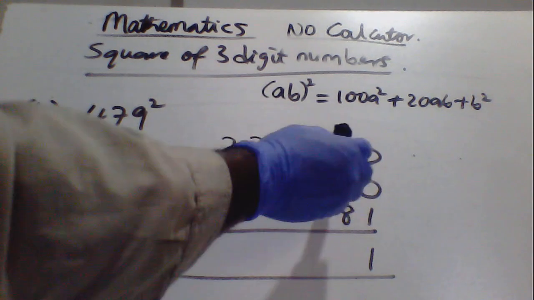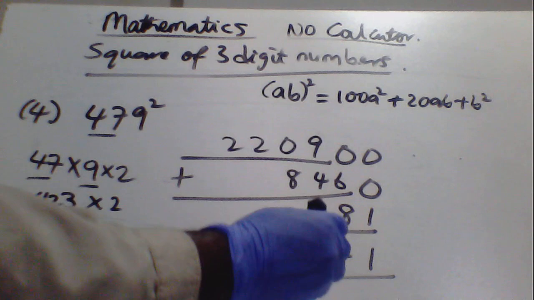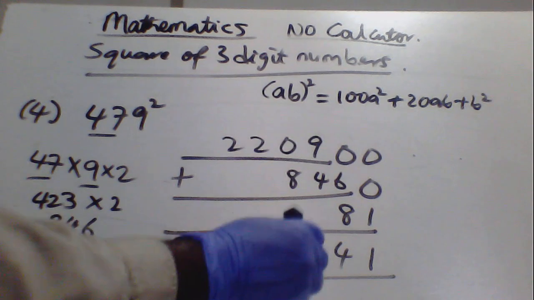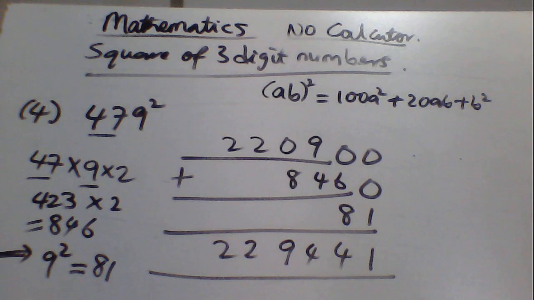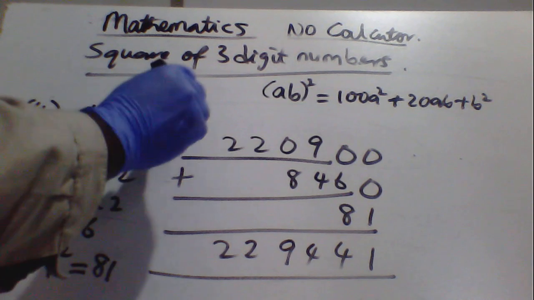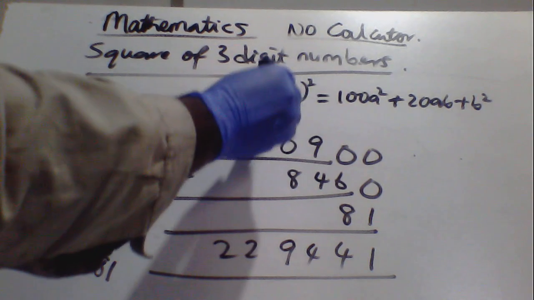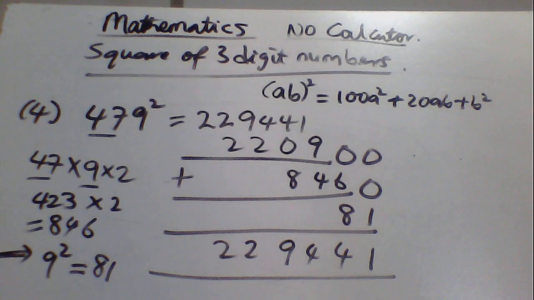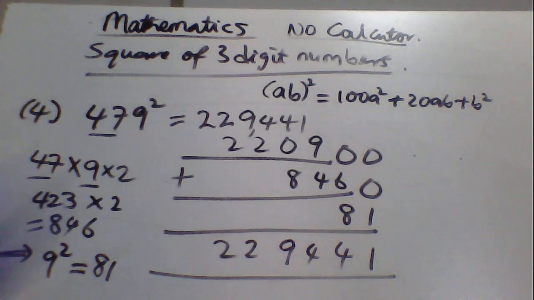1 plus 8 will give us 9, 4 plus 0 will give us 4, 6 plus 8 will give us 14, carry 1. Then 2, 2. So you see that the square of 479 is equal to 229,441. That is it. That gives us 229,441.